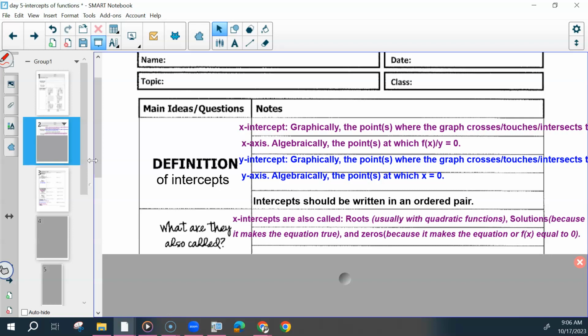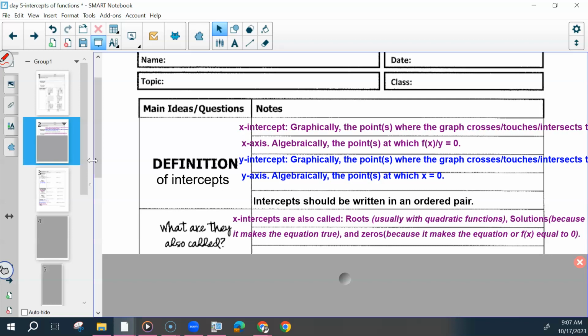So for the definition of intercepts. Your x-intercept graphically is the point or points where the graph crosses, touches, or intersects the x-axis. Algebraically, it's the point or points at which f of x or y equals 0. So to summarize, graphically, where it crosses the x-axis, algebraically, where y equals 0.